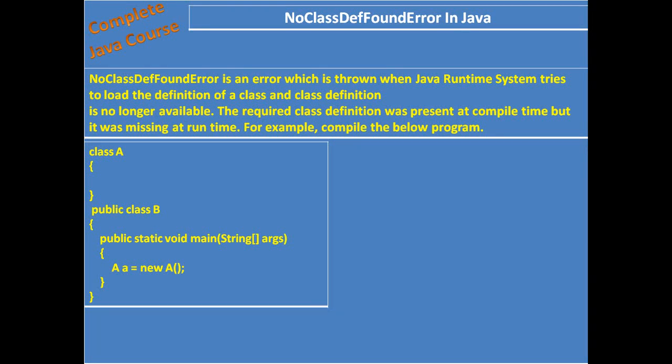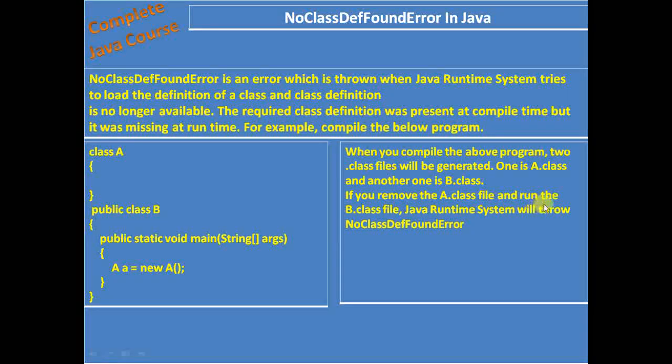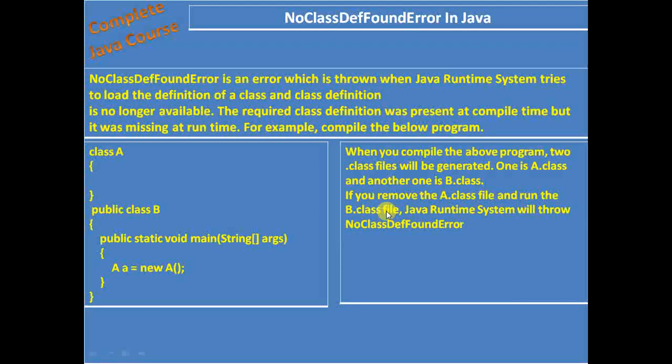Suppose here you create a class A and class B. Now you are trying to create a class A object. Okay, fine. When you compile our program, two .class files will be generated. One is the A.class file and another one is the B.class file. If you remove the A.class file and run the B.class file, the Java runtime system will throw NoClassDefFoundError.